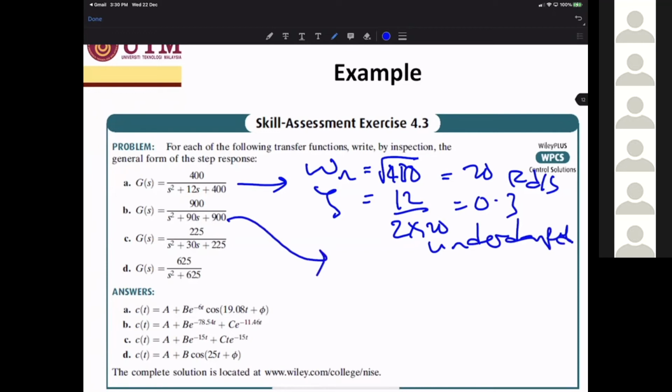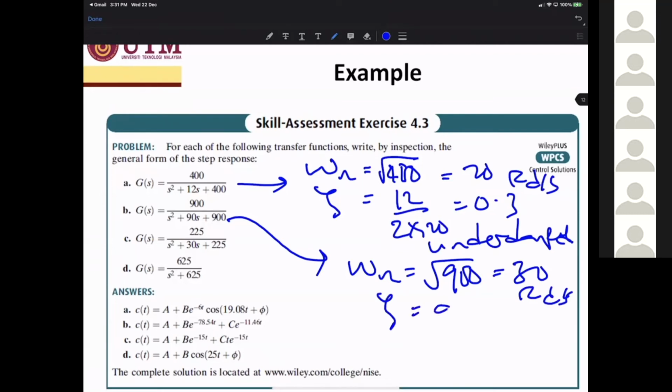Aisyah Syahira? Yes, Prof. Yang ini B. Omega n 30 radian per second. Zeta? 1.5. Category? Over damped.